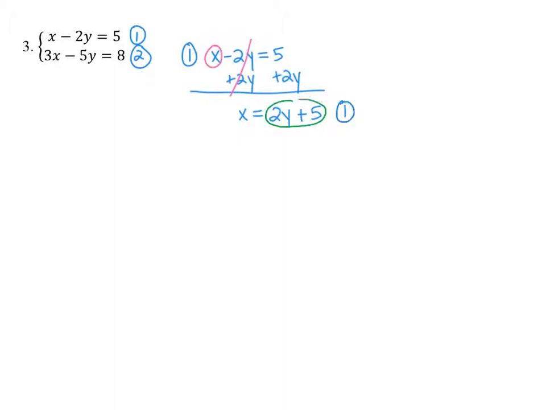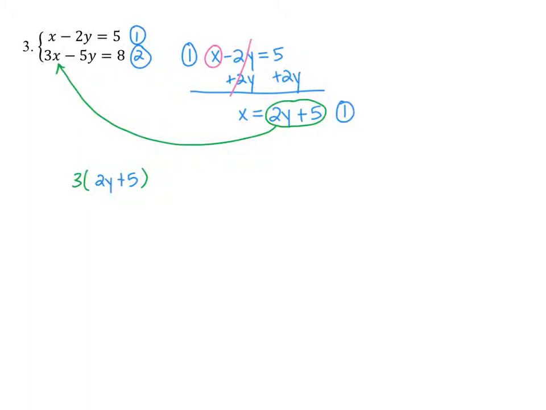So now we can substitute this expression in for x anywhere we want because x is equal to this. We want to combine the two equations, so we're going to substitute this expression in for x into the second equation. So let's rewrite our second equation. So it's 3, and then instead of x, we write 2y plus 5, because that's what x is equal to. That's our substitution.